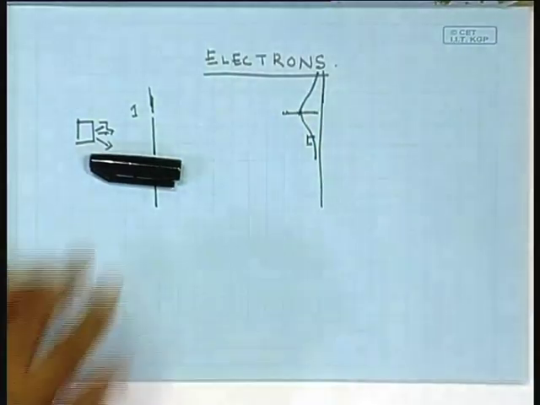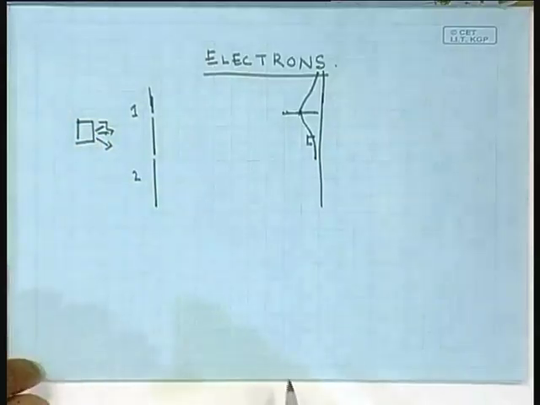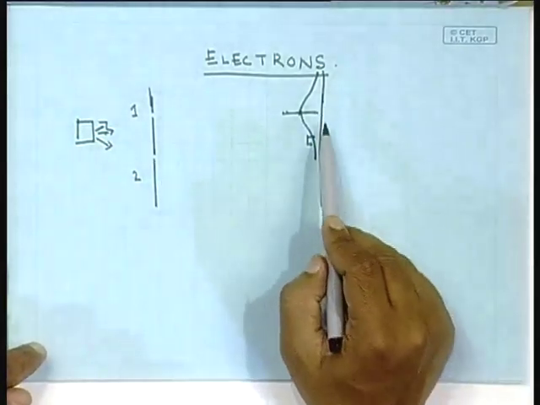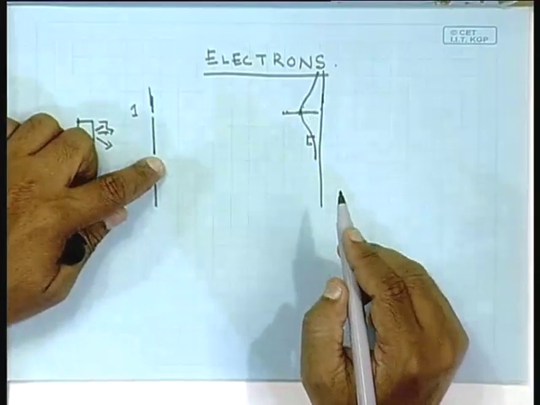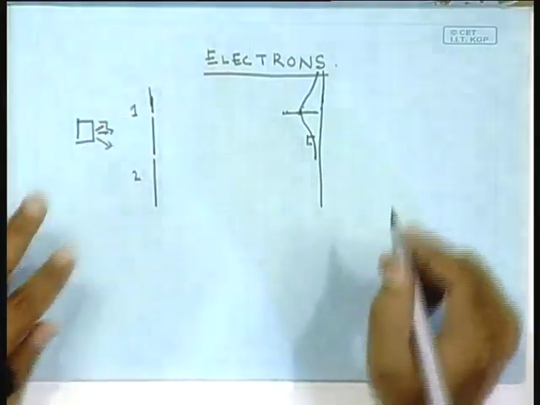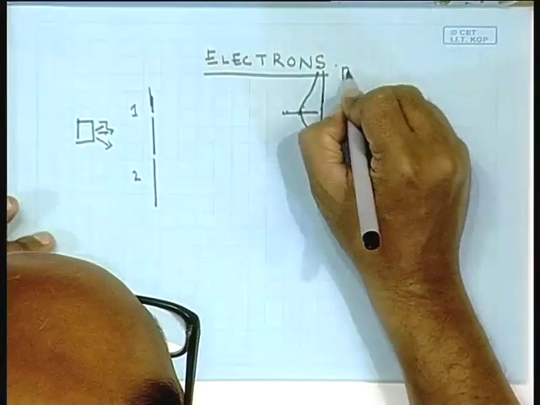So, that is the probability of an electron coming to a particular point on the screen when slit 2 is closed and only slit 1 is open. We are going to call this P1.